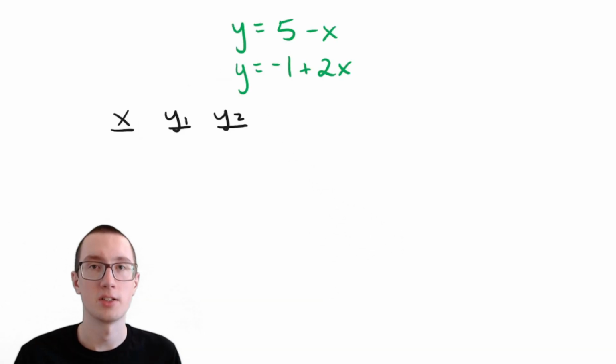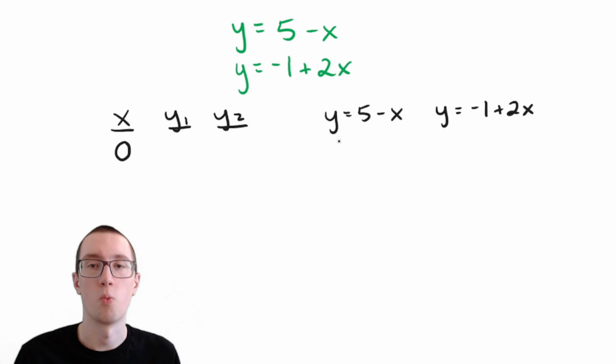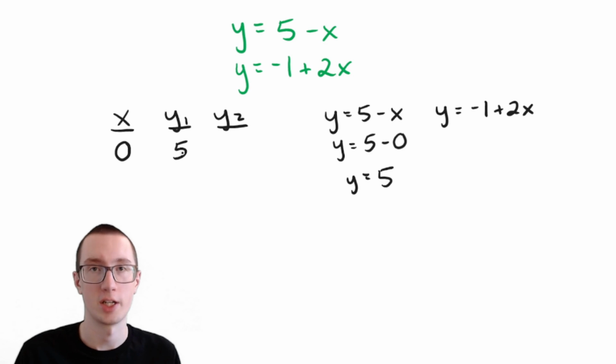So to make things easier, as always, we're going to go ahead and start with 0. And we're going to go ahead and plug in 0 into both of these equations. So y equals 5 minus, remember x is being replaced with 0, and 5 minus 0 is 5. So y is going to be equal to 5, and we'll go ahead and put 5 into our table here.